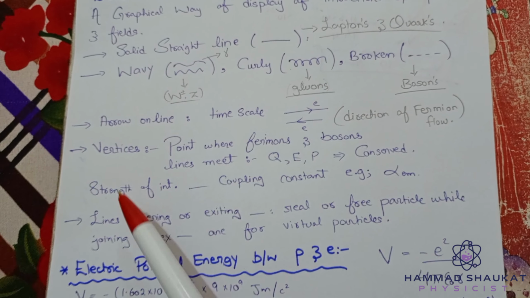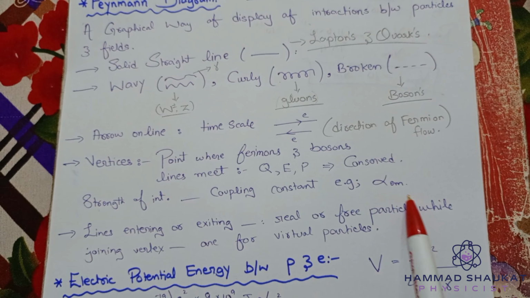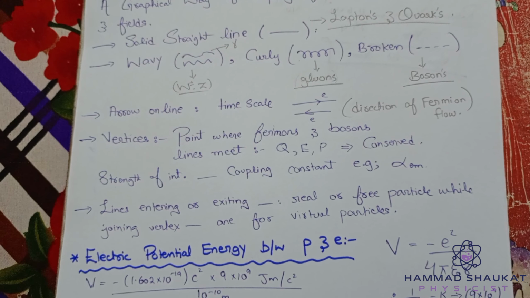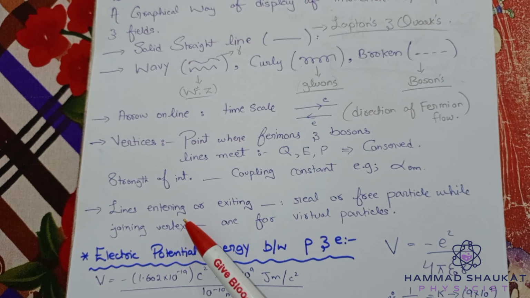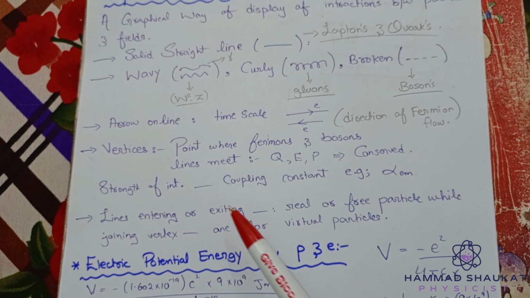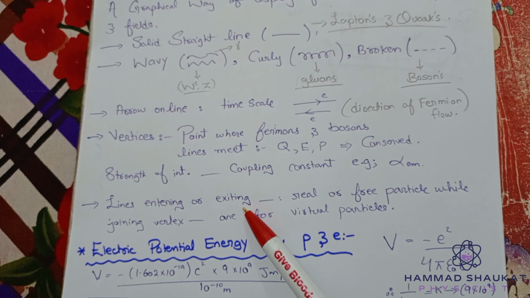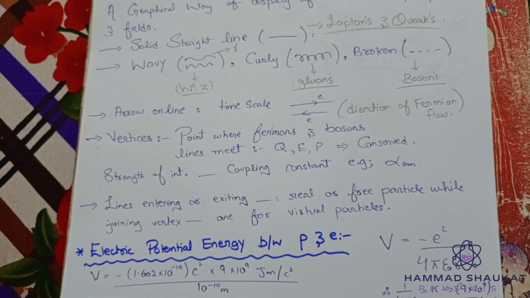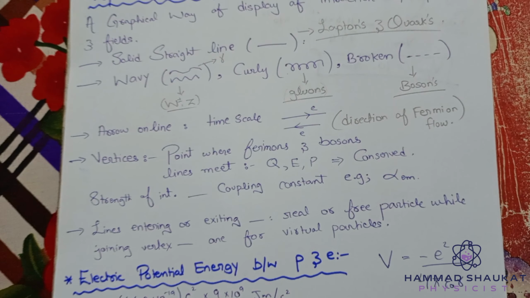Moreover, for the strength of interaction, there is a coupling constant. You will also take the coupling constant, that is alpha electromagnetic, EM. There are also some lines that are entering or exiting, which indicate real or free particles, while lines joining a vertex indicate a virtual particle. Understood? That's all.